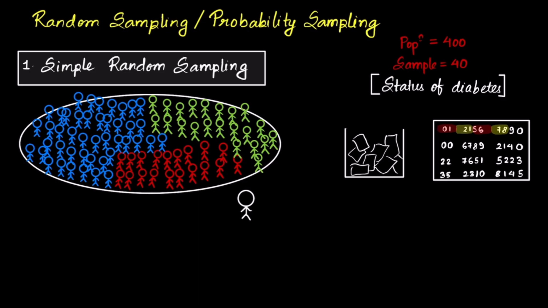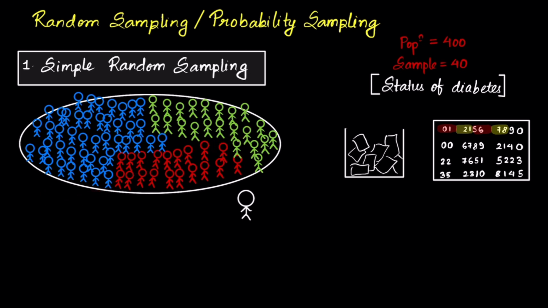Let's look at the various types of random sampling or probability sampling, which is superior to non-random sampling or non-probability sampling, because in random sampling every individual has an equal chance of selection, making the sample highly representative of the actual population. Let's say we have a community right here, and the surveyor wants to study this community. The population of the community is 400, and the sample he requires is a total of 40 individuals from these 400 people. The surveyor wants to study the status of diabetes in this particular community.